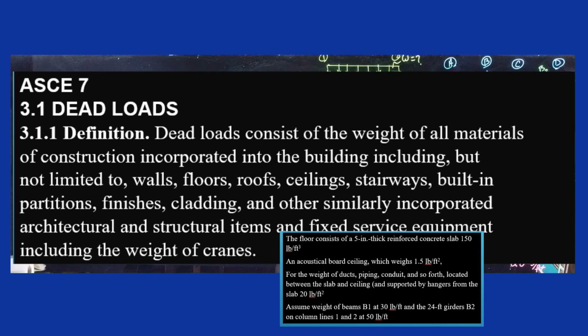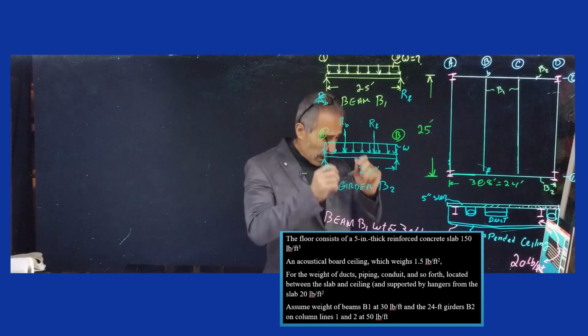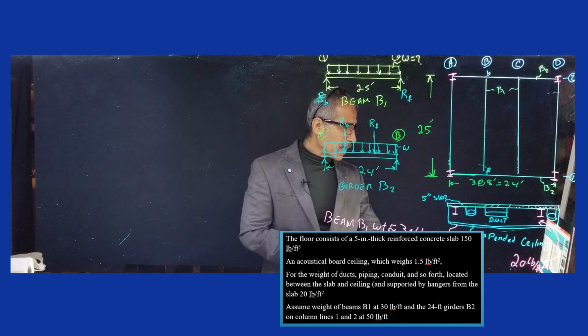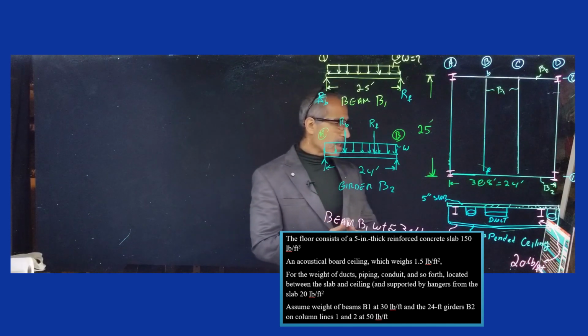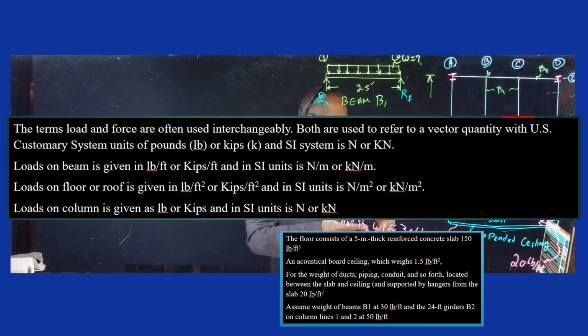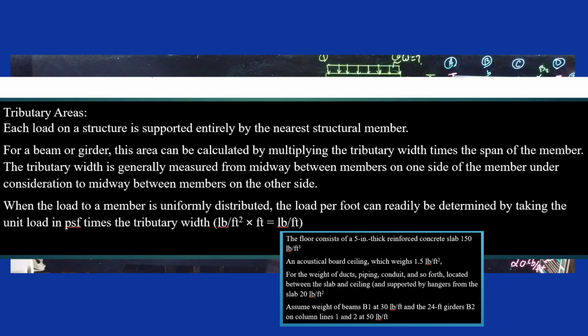One of the things I'd like to continue with before we start, a few rules here. The terms load and forces are often used here, and they are really the same thing. In the English system, we're going to use pound and kips, and of course in the SI system, we're going to use Newton and kilonewton. And also we talked about tributary area, which is that each load on a structure is supported entirely by the nearest structural member.